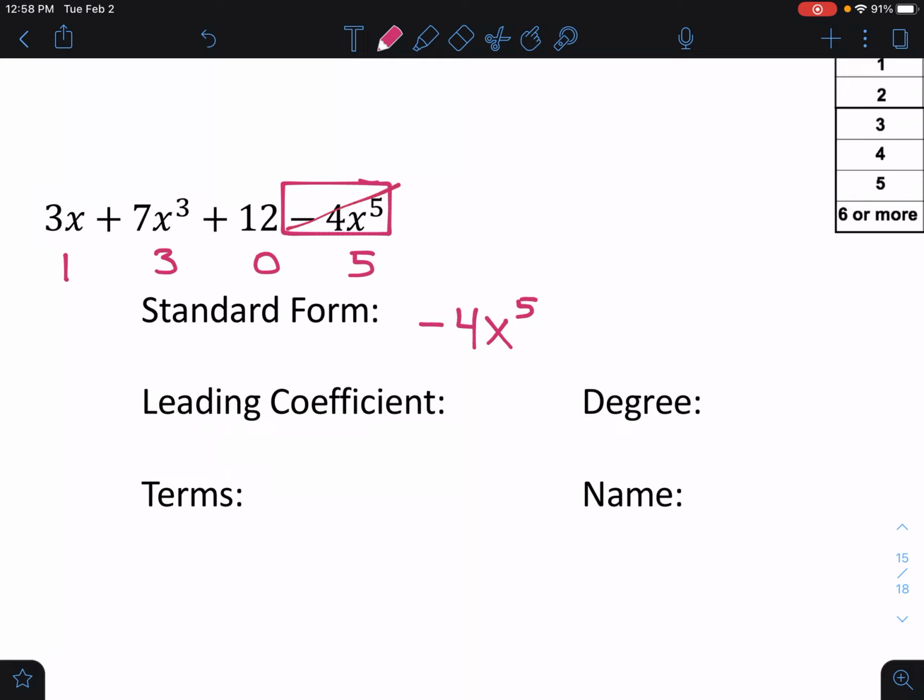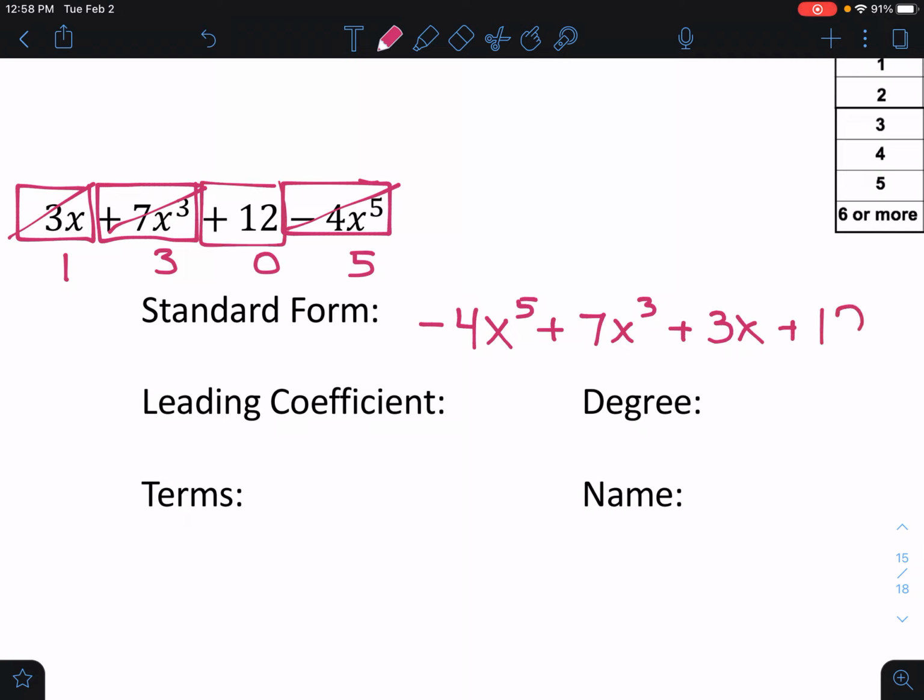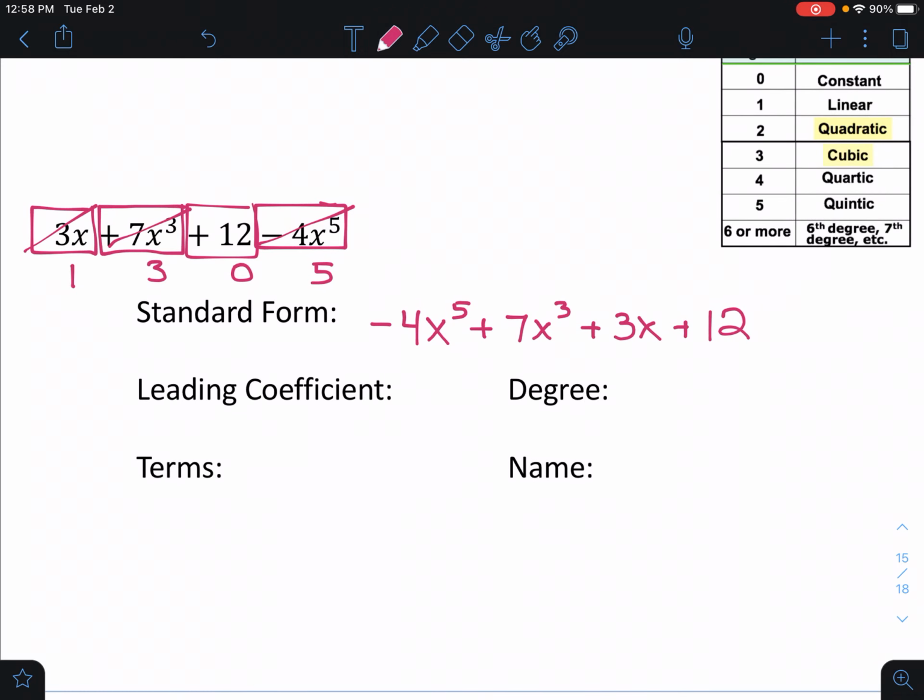Okay, once you use it, I like to cross it out. Then we go to the next highest one, which would be 3, and we're going to write that. So this would be plus 7x to the 3rd. Next one would be this. Now notice there's no plus sign in front of it, an addition sign, but it is a positive 3x. And since we don't have anything, we have to tie these together with a plus or minus sign, so we have to put that plus sign there. Okay, and then lastly, we have this plus 12, so I'll add that on the end. Don't forget the last one. Easy to miss that one. Okay, so now our polynomial is in standard form.